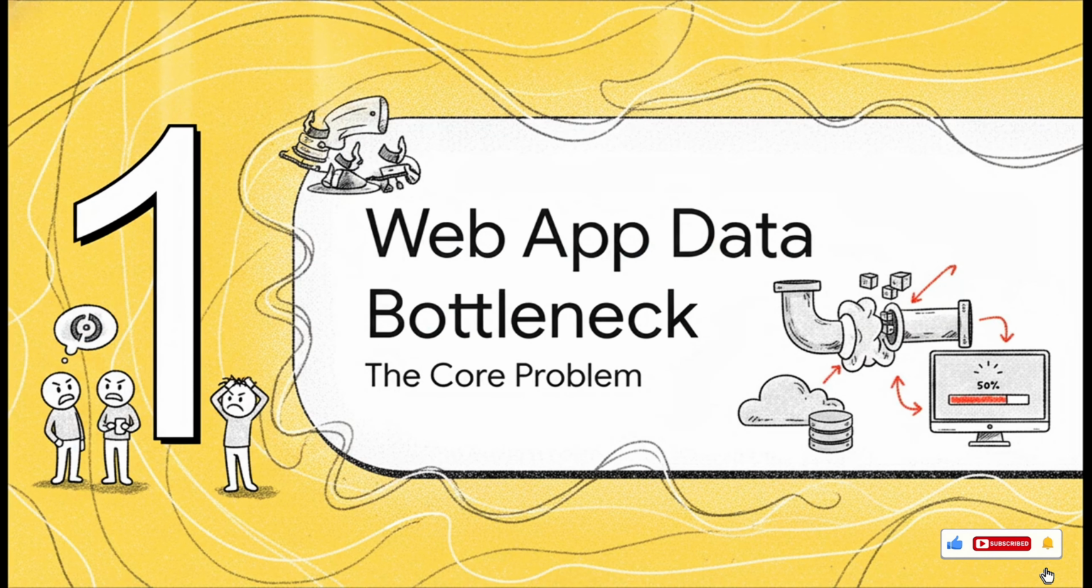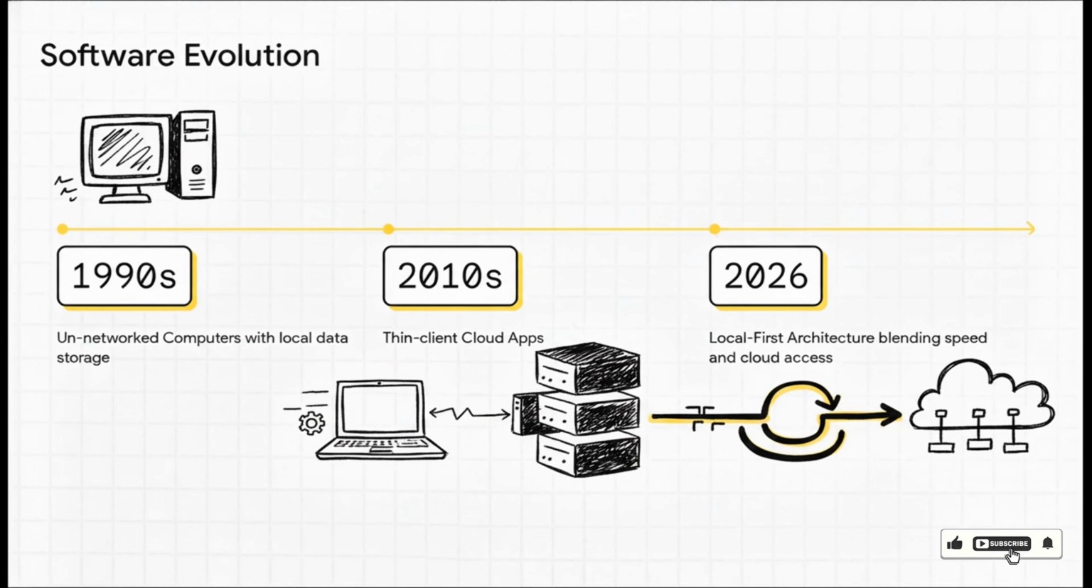Section 1, the Web App Data Bottleneck. Let's get right into the universal frustration developers and users face with modern web apps. If you look at the evolution of software architecture over the last few decades, it's basically a giant pendulum swing. Back in the 1990s, computers were mostly unnetworked, right? By definition, all your data had to live right there on your desktop PC.